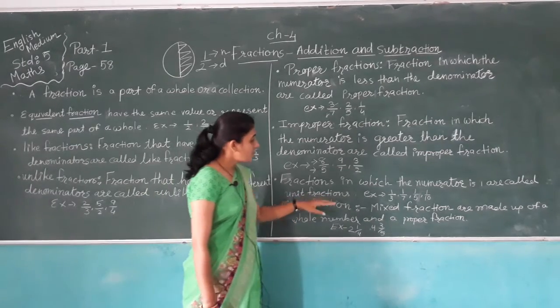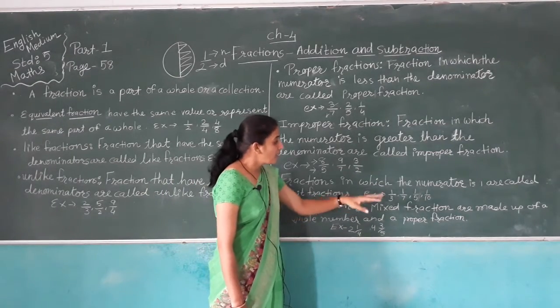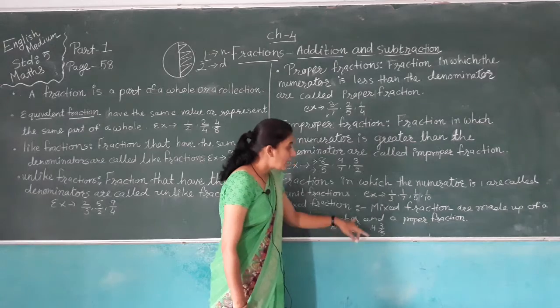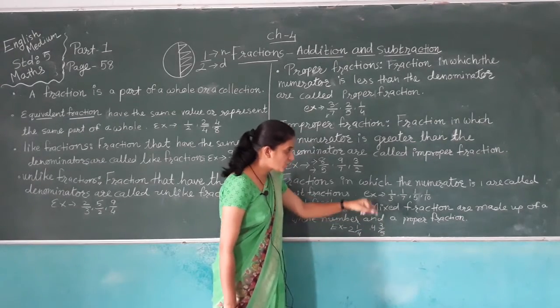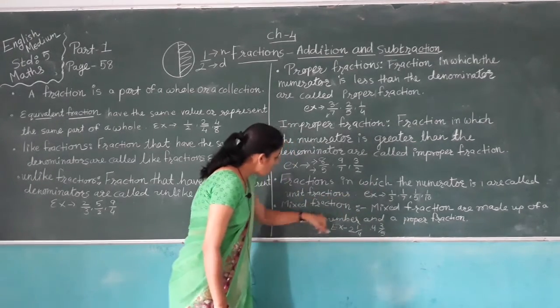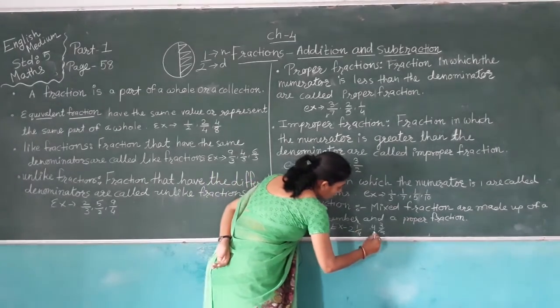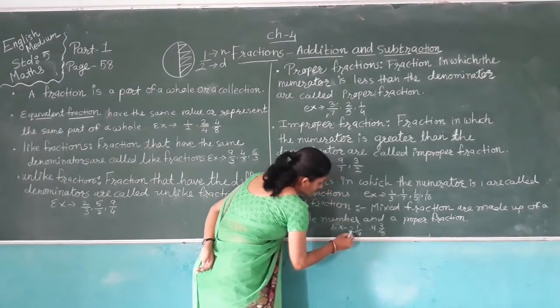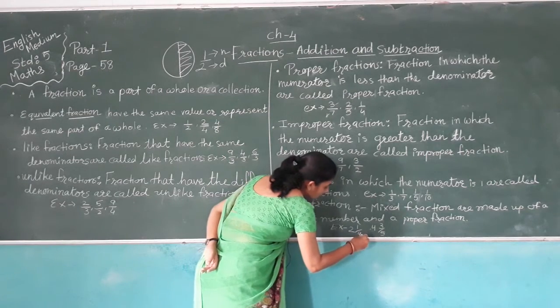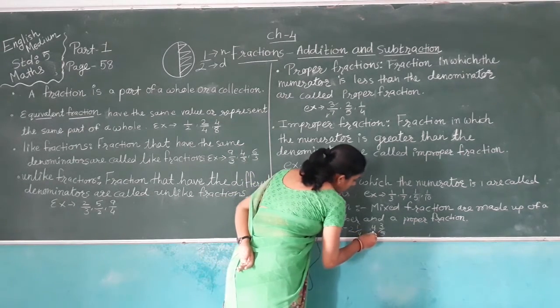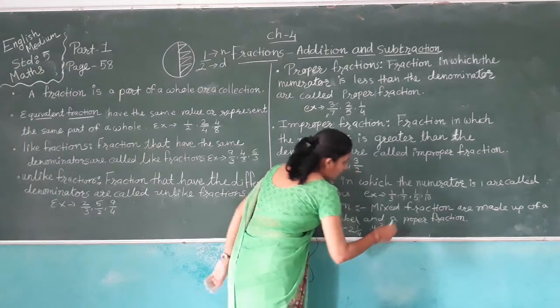Mixed fraction. Mixed fractions are made up of a whole number and a proper fraction. Here, 2 and 1 out of 4, 4 and 3 out of 5. Here this one is the whole number and this one is the proper fraction.